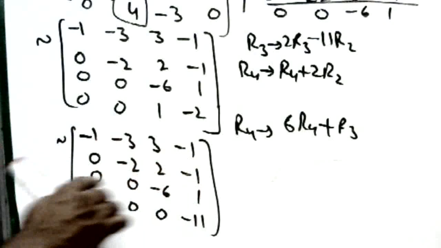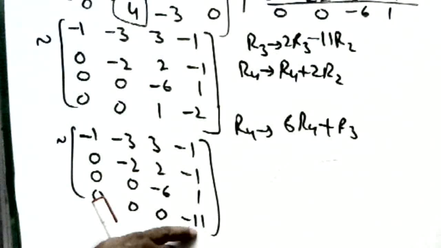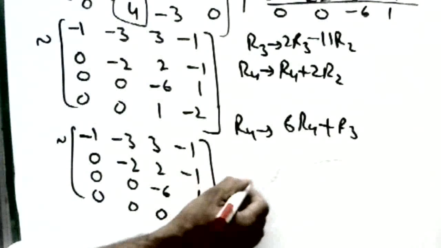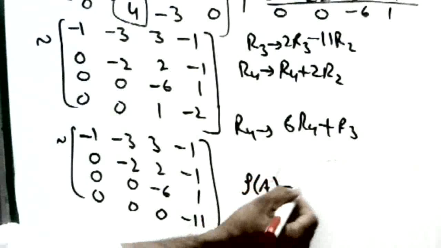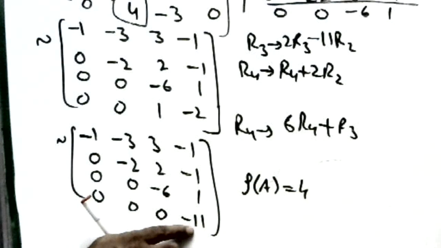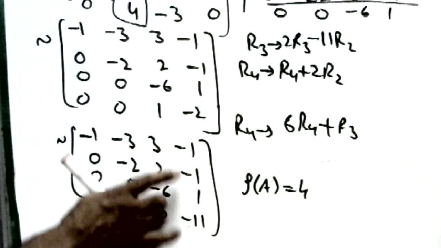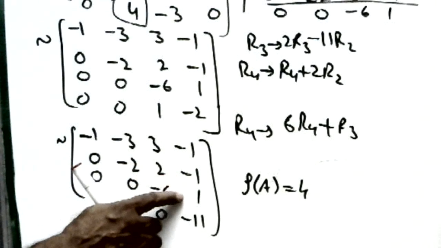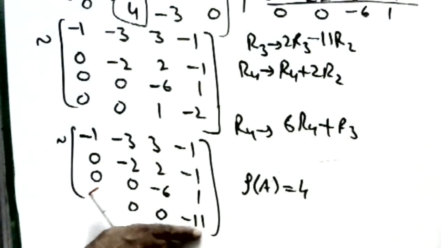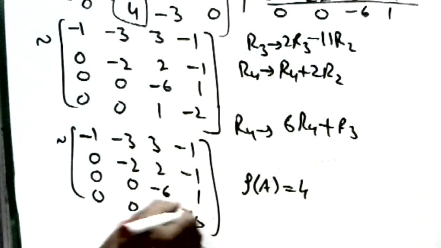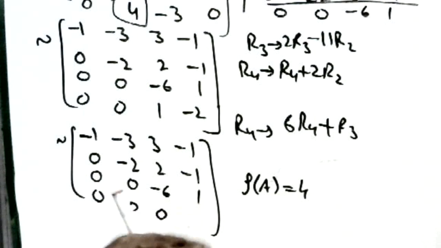So watch here, what can we say about the rank? All rows are non-zero because we are left with a number here. The rank of A is 4. This is a non-zero row, this is non-zero, this is non-zero, and this is also non-zero because we are left with a number here. Suppose it were 0, then we would say rank 3, but it is left with minus 11, therefore its rank is 4.